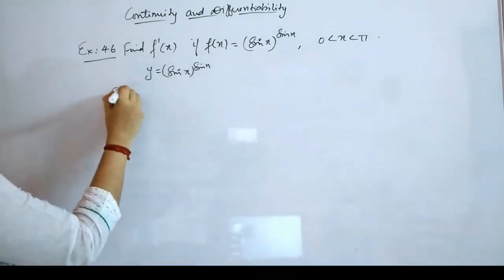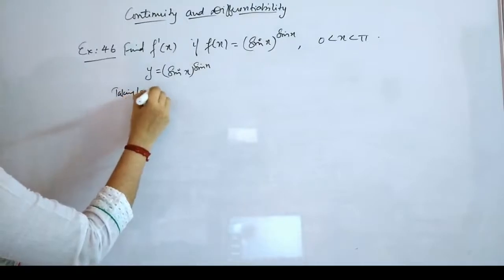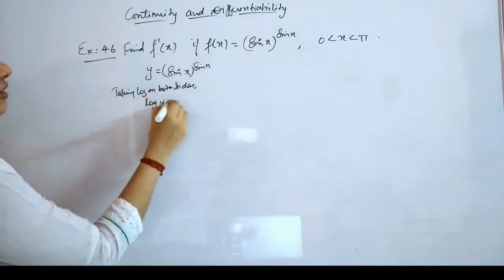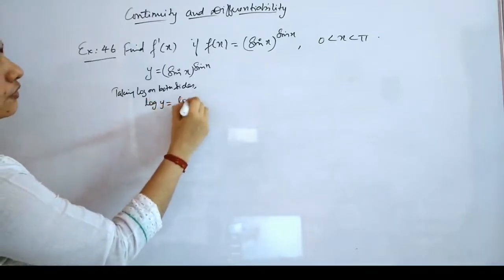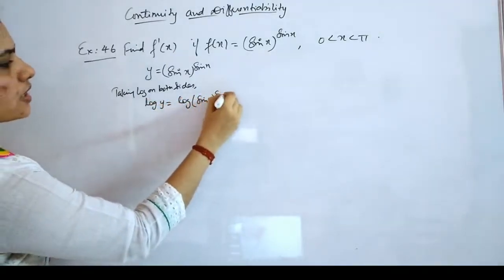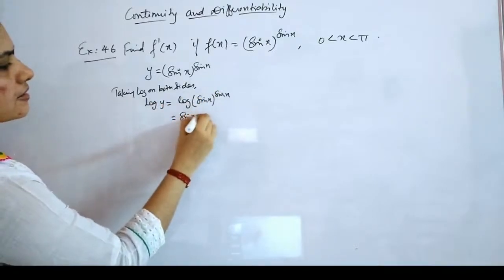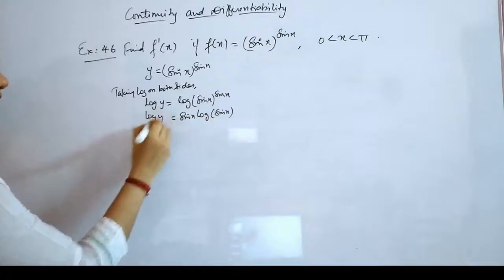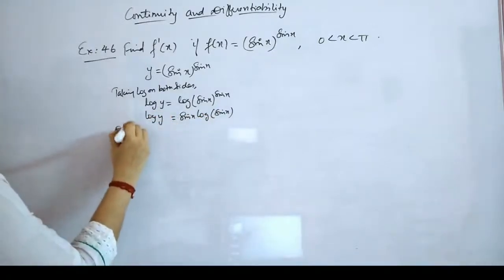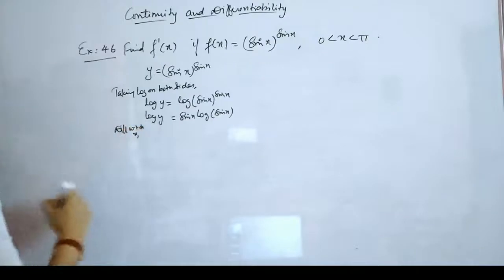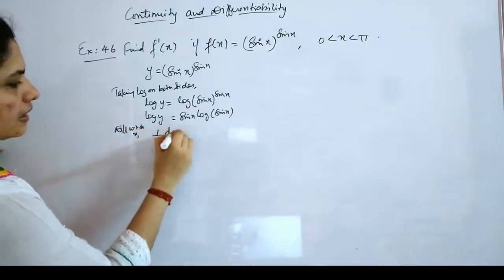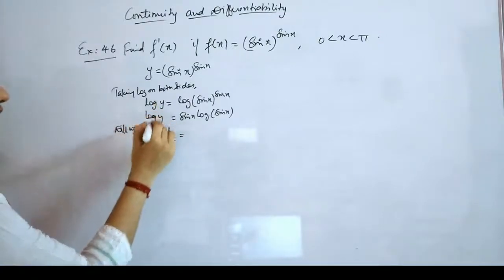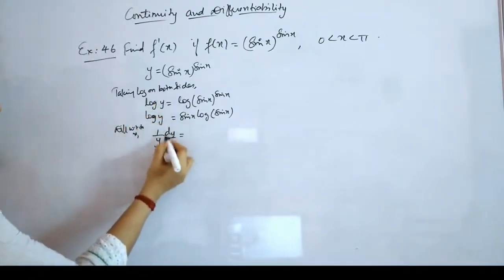That means you can take log on both sides. Taking log on both sides, you will get log y is equal to log of sin x the whole raised to sin x, which is sin x log sin x. So this is log y equal to like this. Now differentiate with respect to x. You will get 1 by y dy by dx, right? 1 by y because it is y not x, so 1 by y into dy by dx.